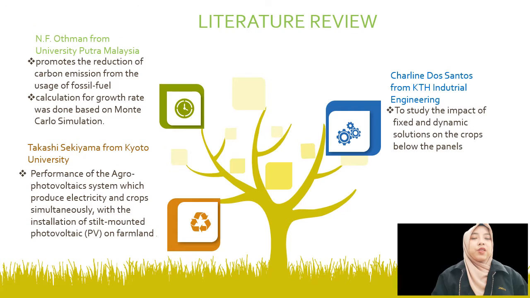For the literature review, according to N.F. Othman from University Putra Malaysia, agro-photovoltaic can promote the reduction of carbon emission from the usage of fossil fuels, and the calculation of growth rate can be done based on the Monte Carlo simulation. Second, according to Takashi Sekiyama from Kyoto University, the agro-photovoltaic system can produce electricity and crops simultaneously, with the installation of stick-mounted photovoltaic on the farmland.